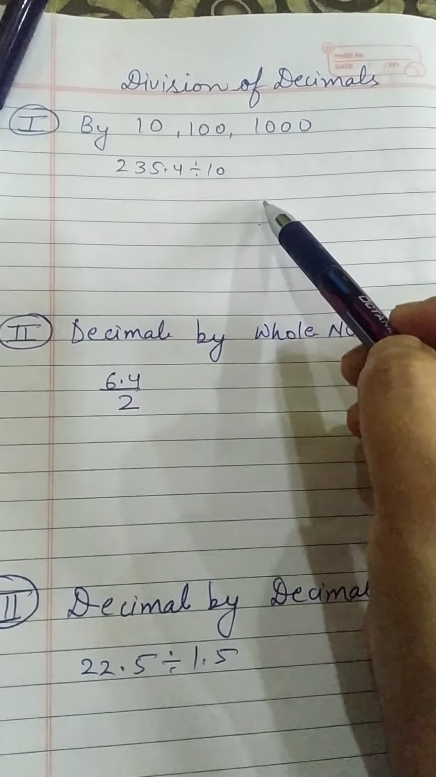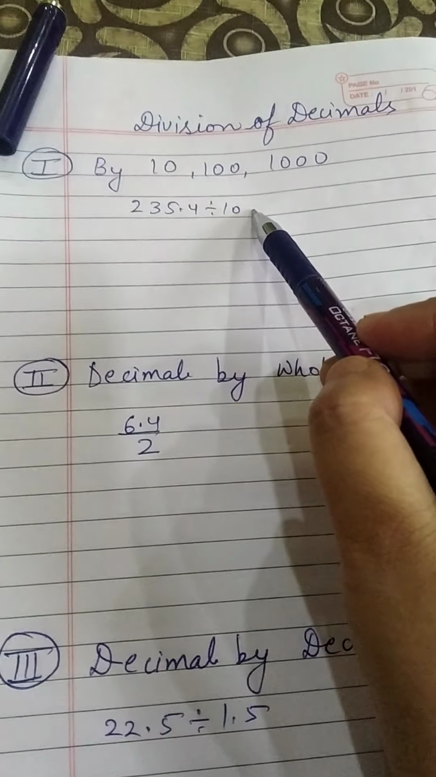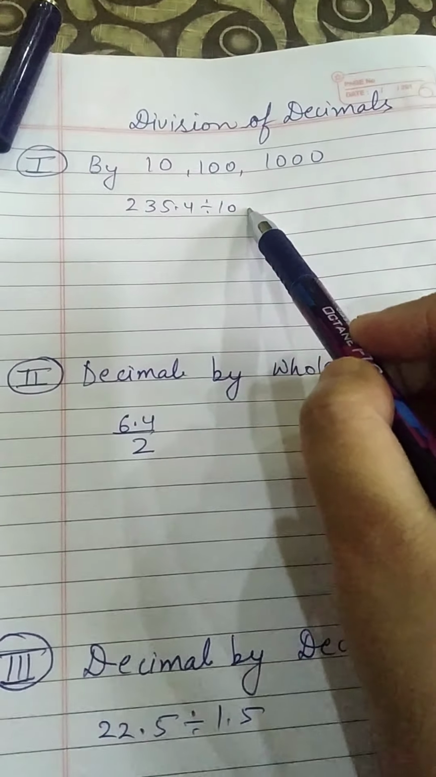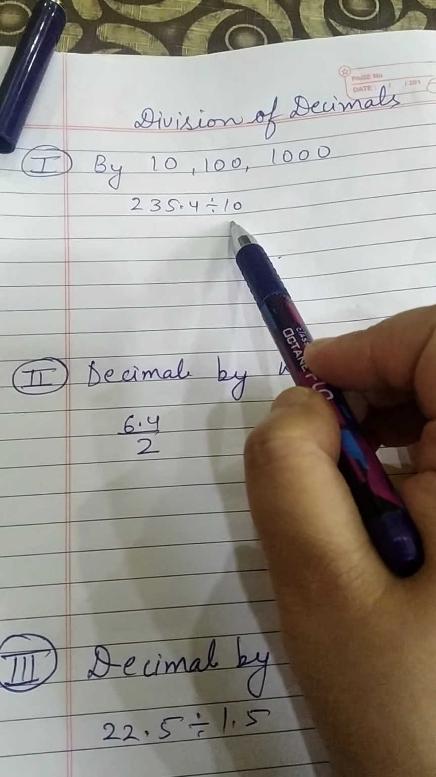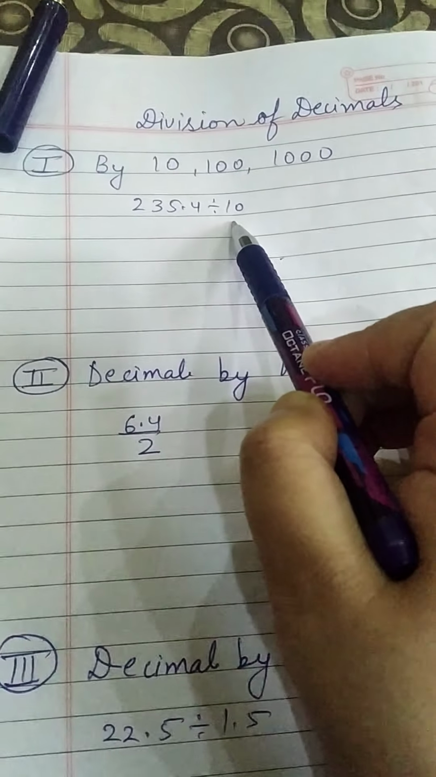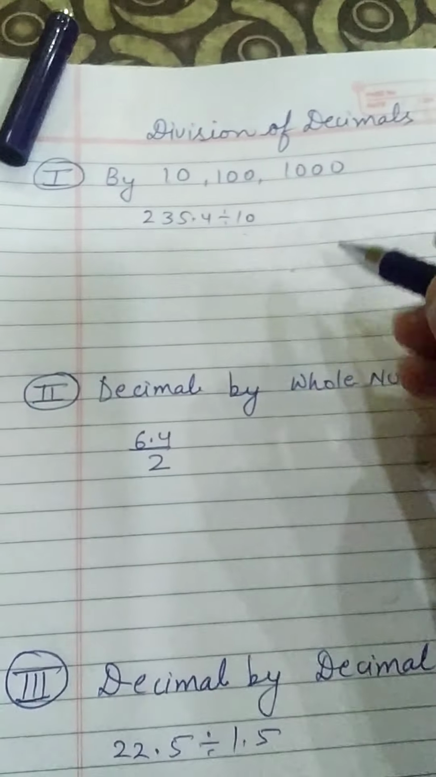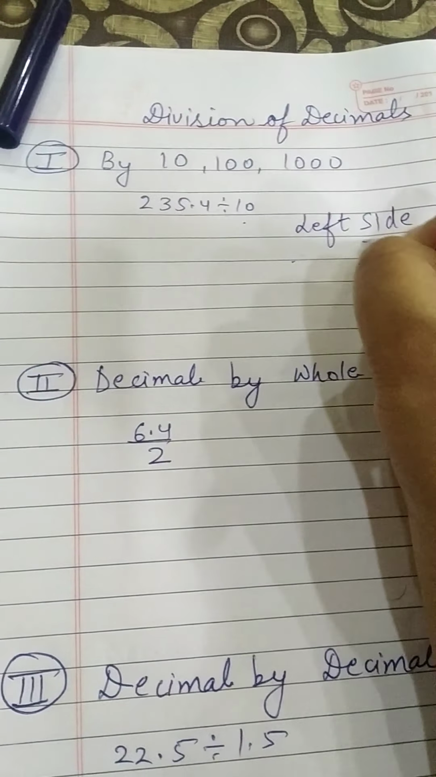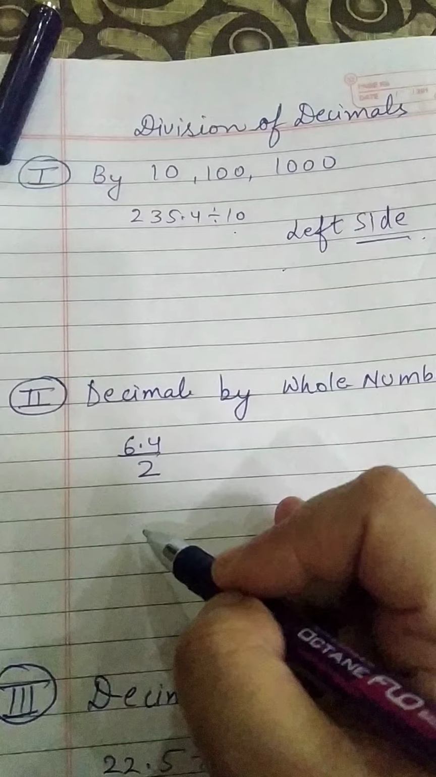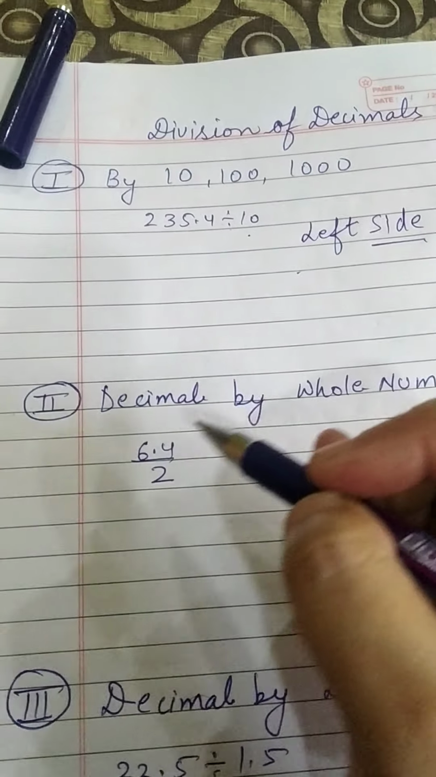So let's get started. First, as we have done in the multiplication of decimals, same we will do in the division of decimals. Instead of dividing them in the column, we will shift the decimal to the left side. In multiplication, we were shifting the decimal to the right side. In division, we are shifting the decimal to the left side. So we will go opposite.